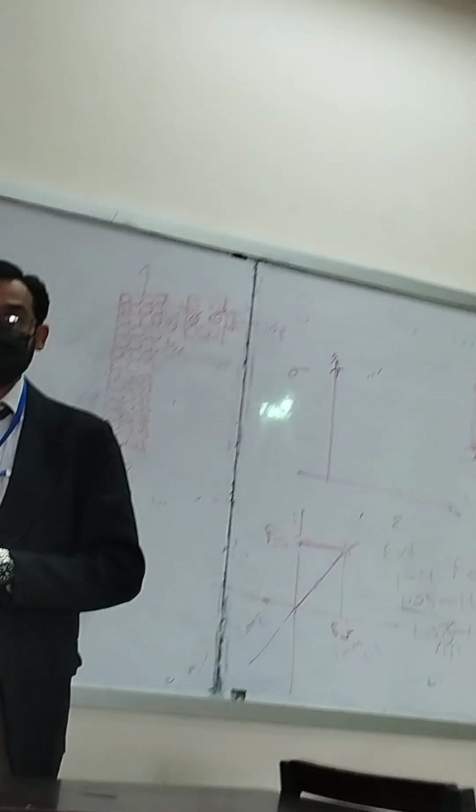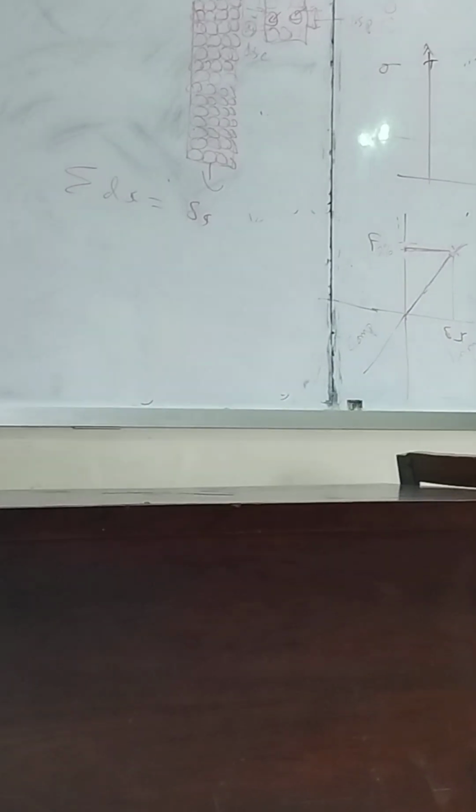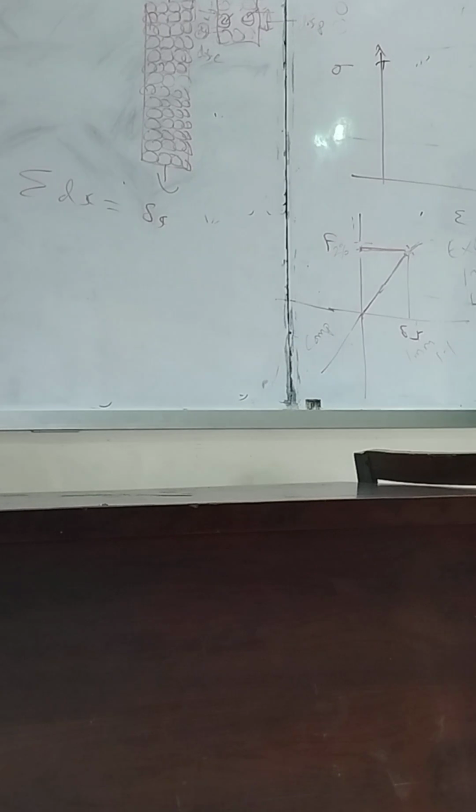For engineering purposes, we have a yield criterion that if it is within 2% of error, we say it is okay. Sometimes we have different criteria.